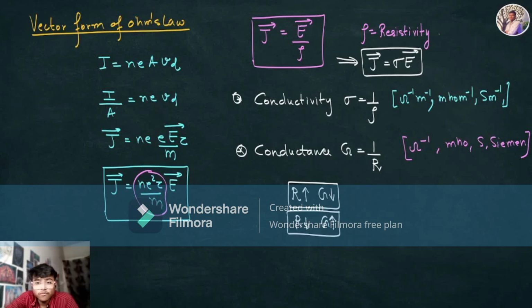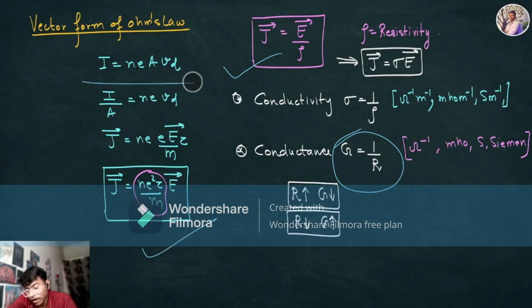There is a vector form of Ohm's law also. We can write J as the electric field: J is equal to E by rho, where conductivity can be written as 1 by rho, and conductance is 1 by R. You have to learn the analogies: resistance is R, conductance is 1 by R, resistivity is rho, and conductivity is the opposite of it. So this is the formula coming out.